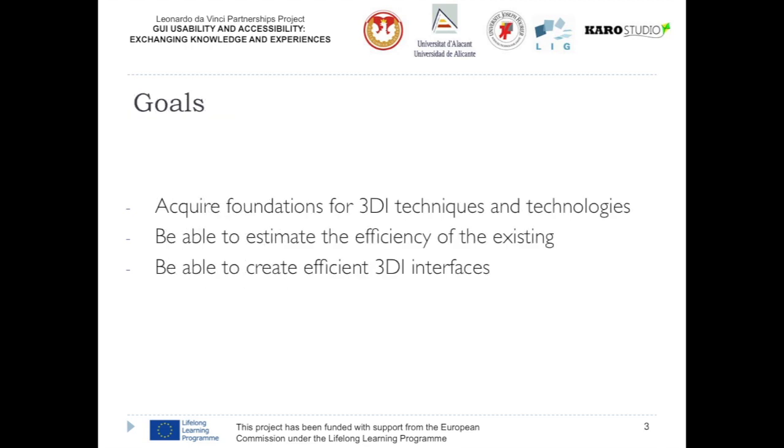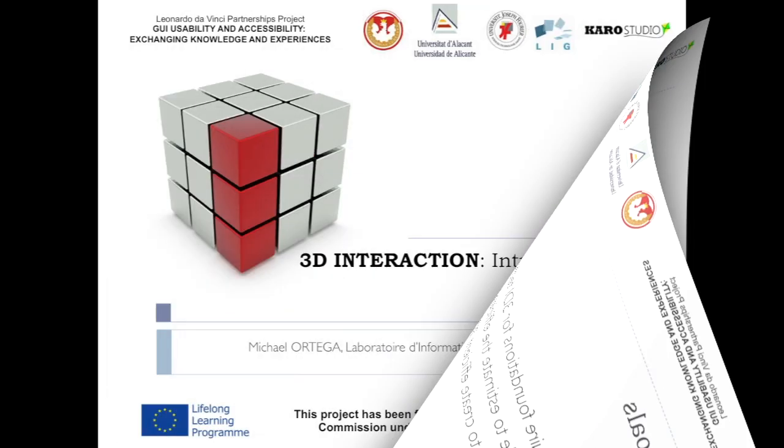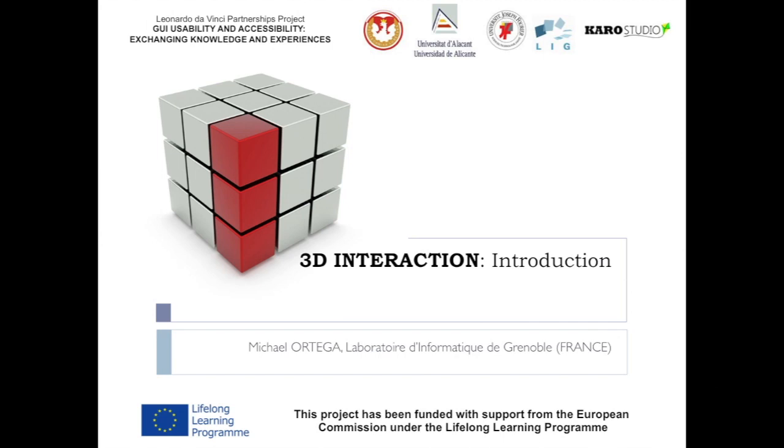The main goals of this course are: first, to understand and acquire fundamentals about 3D interaction techniques and technologies, to be able to estimate the efficiency of an existing solution, and to be able to create efficient 3D interfaces, so well integrated into the context, adapted to the user skills and to the computer's input. Let's start with a short introduction to the domain. We'll see a definition of 3D interaction, its challenges, and its application areas.